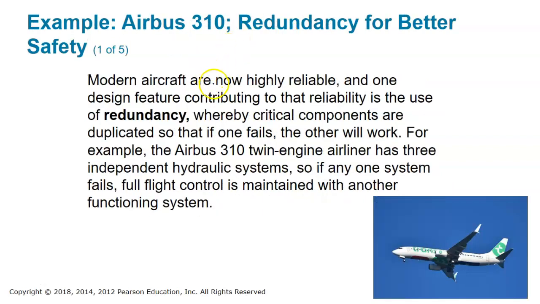Okay, so here's one. Modern aircraft are now highly reliable, and one design feature contributing to that reliability is the use of redundancy, whereby critical components are duplicated so that if one fails, the other will work. For example, the Airbus 310 twin-engine airliner has 3 independent hydraulic systems. So if any one system fails, full flight control is maintained with another functioning system.